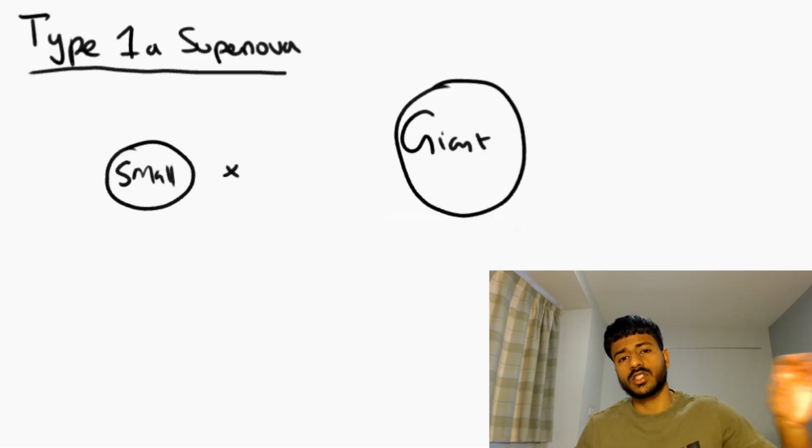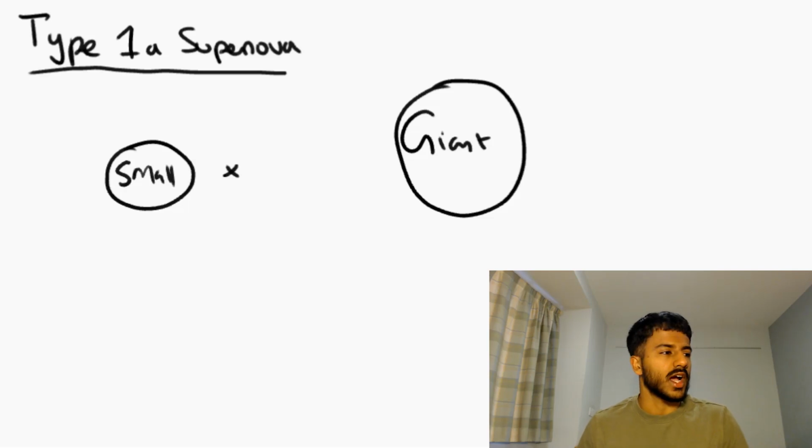Now this small star is typically known as a white dwarf, and this giant star may be a red giant, but it could be any giant. And these two are kinds of stars that we will be introduced to later on when we talk about the evolution of different kinds of stars.